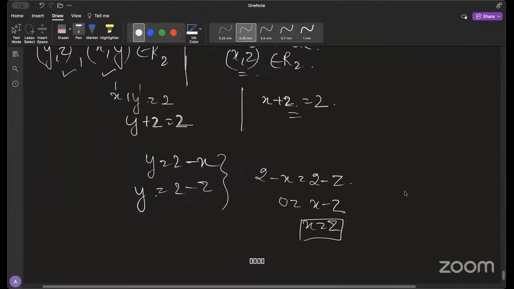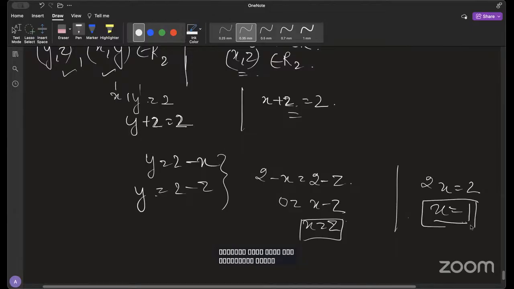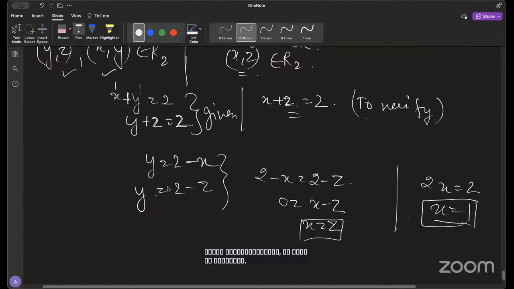So for this condition to be true, you would need 2x to be 2. So again, this condition is only true for x equals 1, right? Let me just explain this part again. Here you need x plus, this is given to you. You need to verify this. So from here you get y equals 2 minus x, and from here you get y equals 2 minus z.